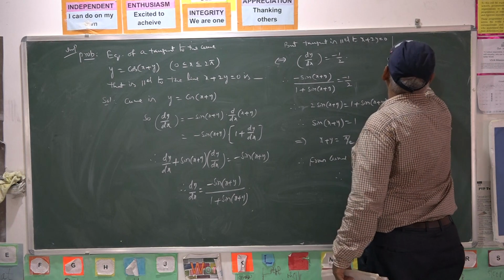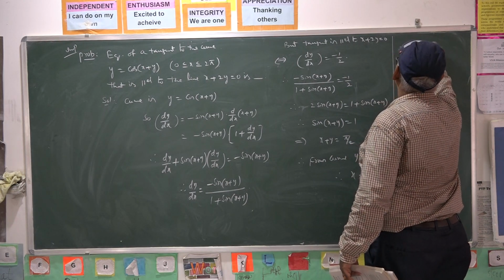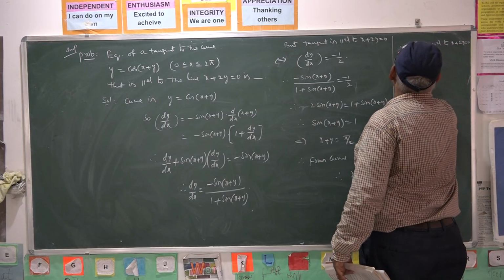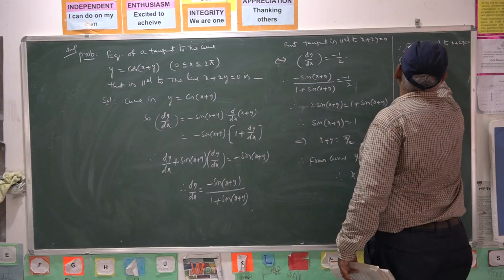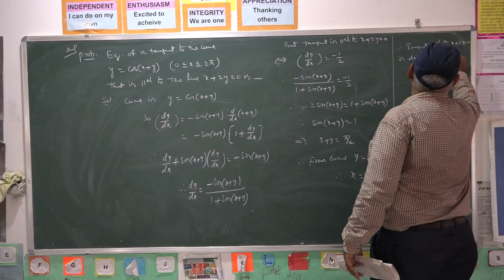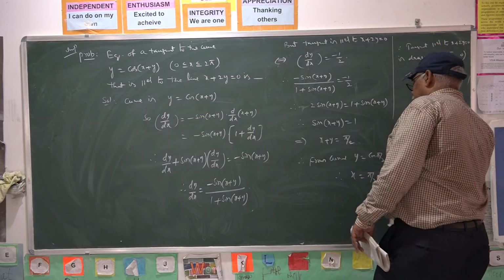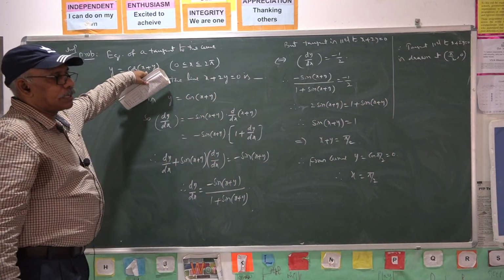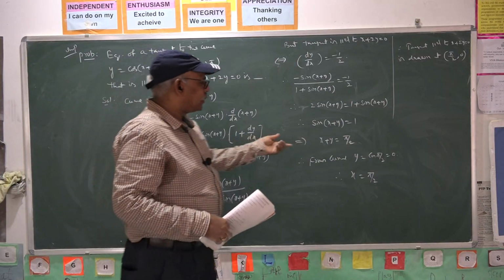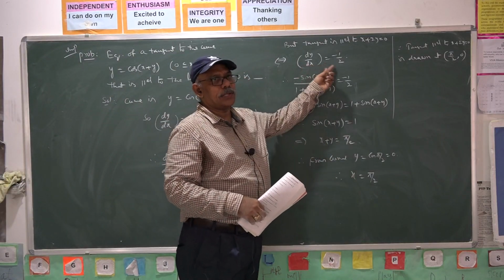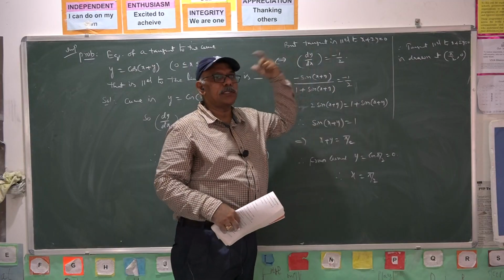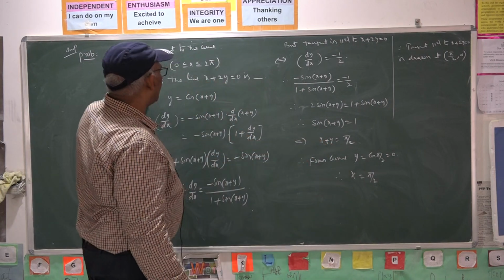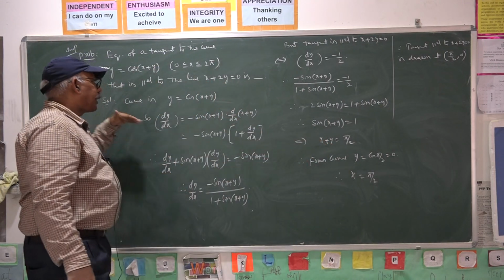Therefore, the tangent parallel to x plus 2y equal to 0 is drawn at pi by 2 comma 0, taking x plus y equal to pi by 2 in the curve. This is the condition for the slope of the tangent to be minus 1 by 2, that means the tangent is parallel to x plus 2y equal to 0. Based on this condition, I am getting the point where the tangent is drawn.